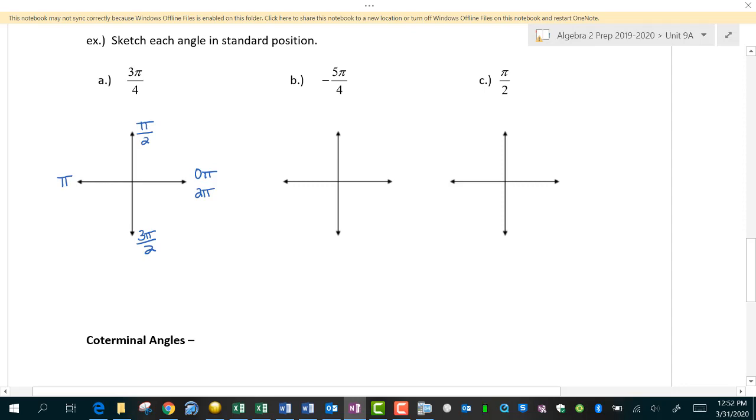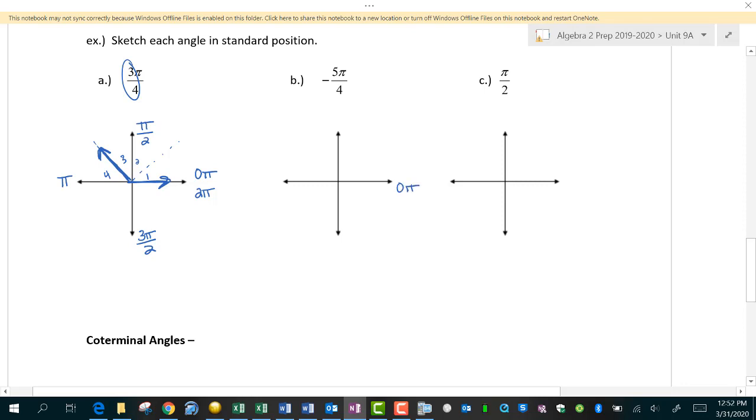So if I want to graph 3 pi over 4, pay attention to the fraction. It's 3/4 of pi. If I divide this semicircle up into fourths, so I have 1, 2, 3, 4, and I want 3/4, that would be right here, halfway through quadrant 2. And my initial side always goes on the x-axis. So it's 3/4 of the way to pi.